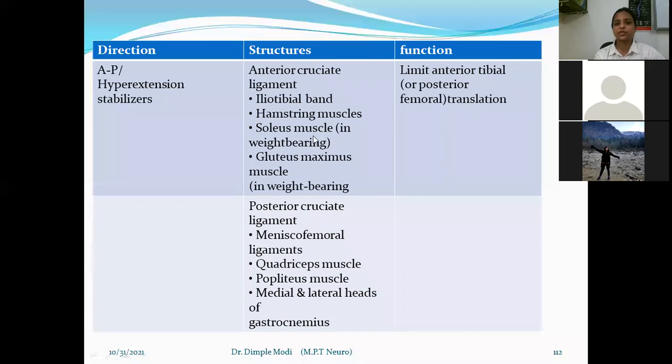Now the anterior and posterior hyperextension stabilizers: which structures are involved? The IT band, hamstring muscles, soleus muscle, gluteus muscle. And what is the function? They limit the anterior tibial or the posterior femoral translation. And the posterior arcuate ligaments: what are the structures? Meniscofemoral ligaments, quadriceps muscle, popliteus muscle, and the medial and lateral heads of the gastrocnemius. So both the anterior and posterior hyperextension stabilizers limit the anterior tibial translation and the posterior tibial translation.